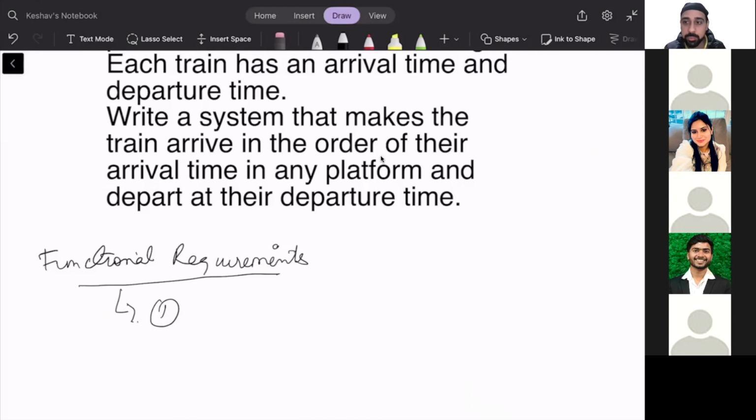Okay, she's unable to unmute. Maybe... Now I'm able to. Okay, perfect. Am I audible?